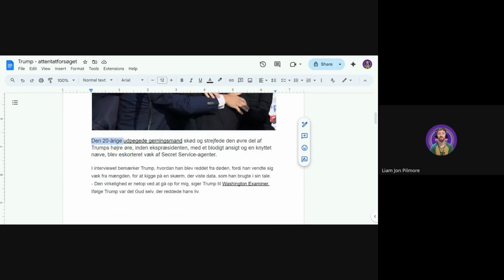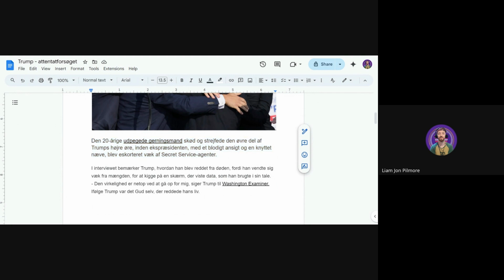Den 20-årige udpegede gerningsmand skød og strejfede den øvre del af Trumps højre øre, inden ekspræsidenten med et blodigt ansigt og en knyttet næve blev eskorteret væk af Secret Service agenter. So the 20-year-old gunman shot and grazed the upper part of Trump's right ear before the former president, with a bloodied face and a clenched fist, was escorted away by Secret Service agents.